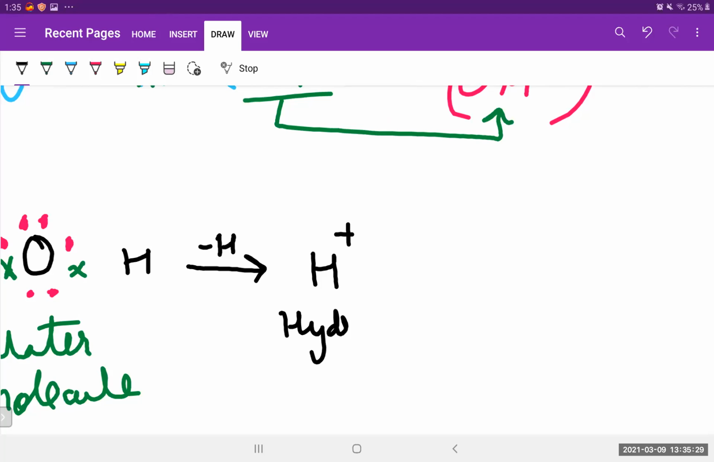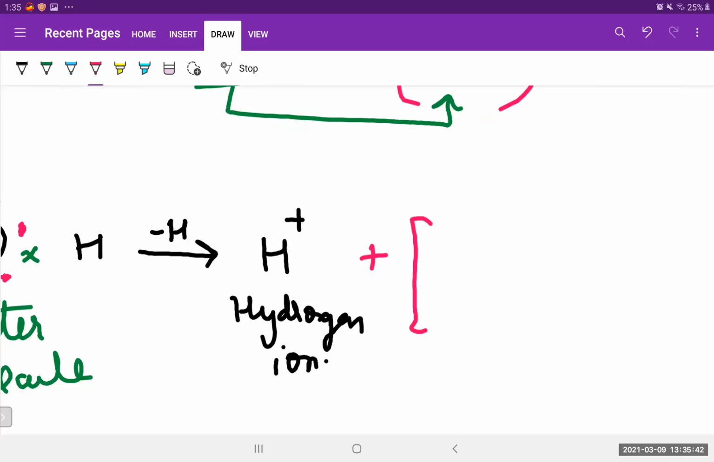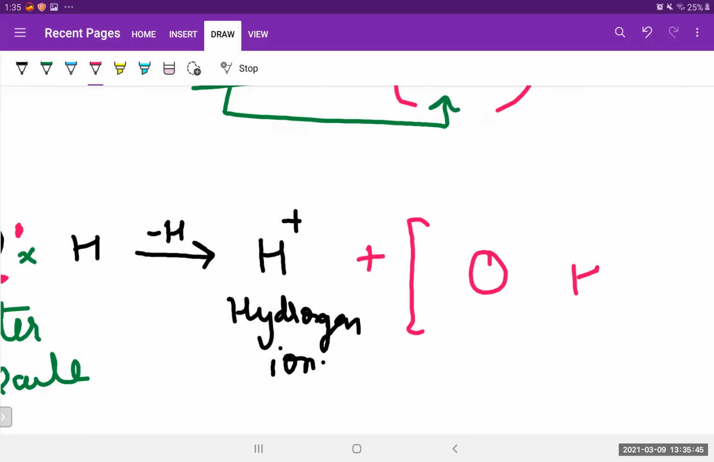Okay. So this is a hydrogen ion. And we are left with what? We are left with OH minus. That is O and H. Okay, so O is having how many electrons? It's having 6 electrons: 1, 2, 3, 4, 5, and 6. And hydrogen is having how many? Hydrogen is having 1 electron in its outermost shell.